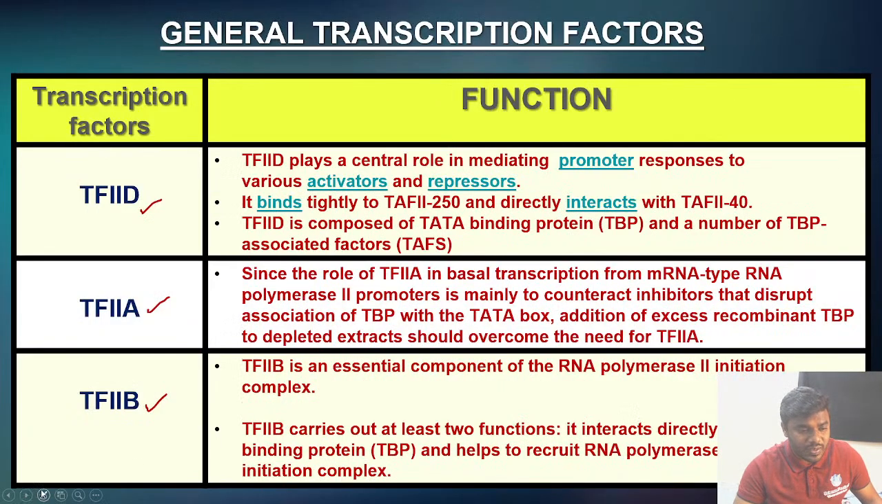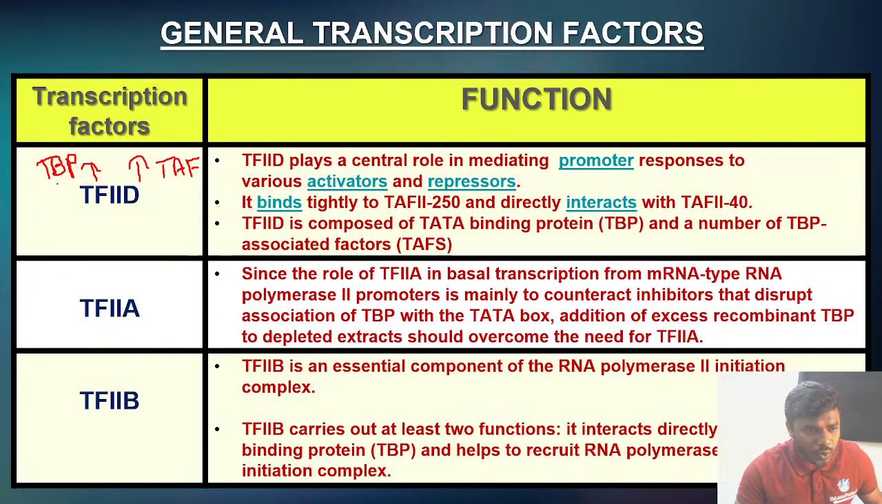Listen to me, friends. Transcription factor 2D is made up of 2 components. What are the 2 components of transcription factor 2D? One we call TAF, transcription activated factor. Another one we call TBP. I'll show you an animation, you'll get an idea. TBP means TATA binding protein, and TAF means transcription activated factor.